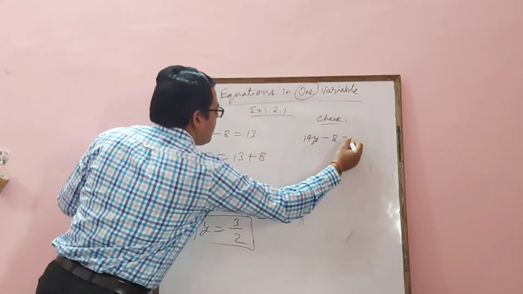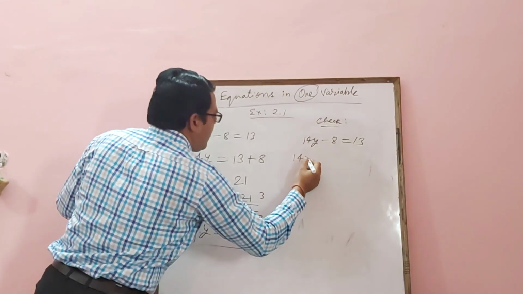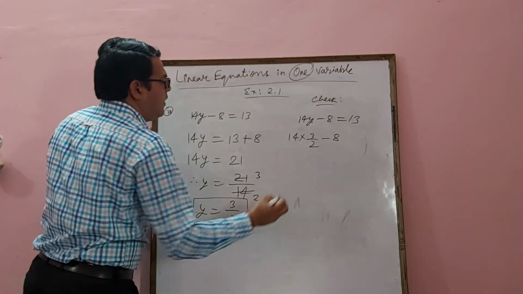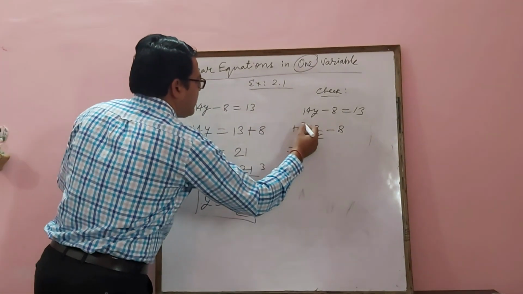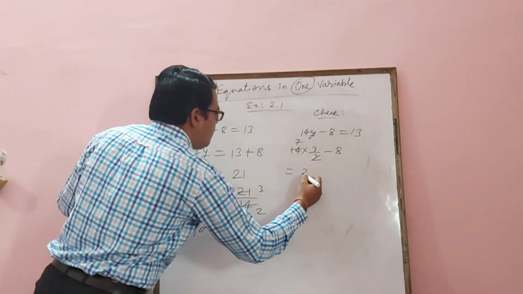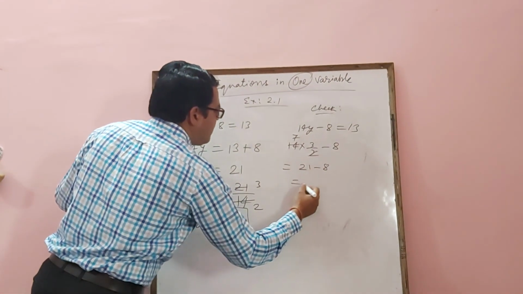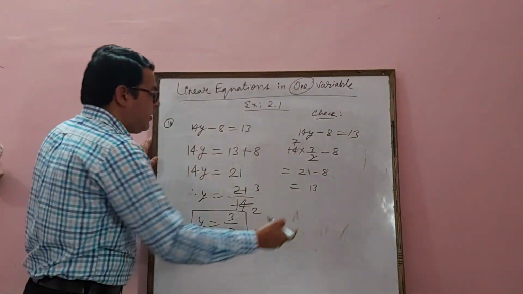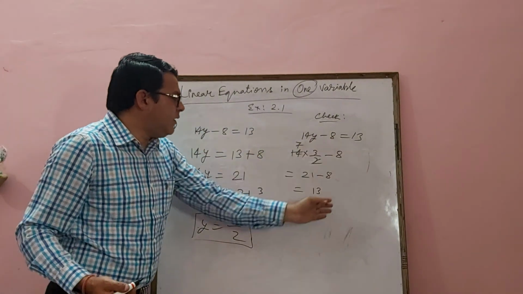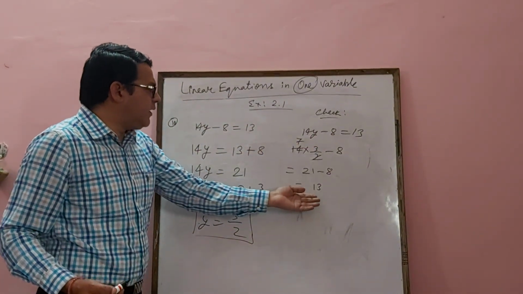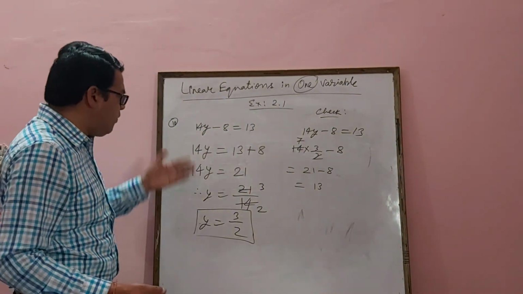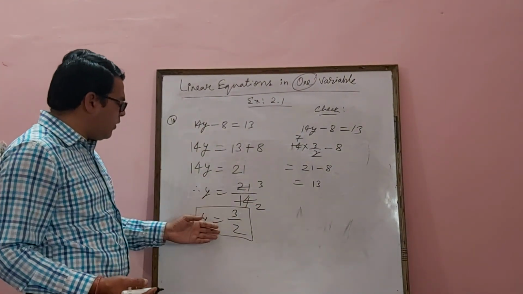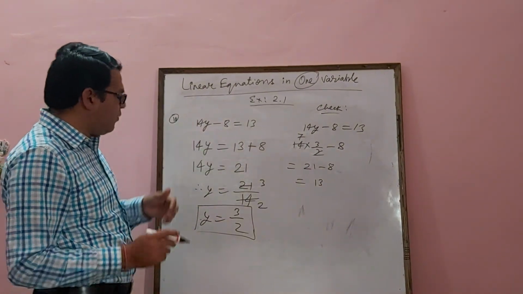14y minus 8 equals 13. The value of y is 3 by 2, so 14 times 3 by 2 minus 8. By 2, 14 is 7 times divisible. 7 threes are 21 minus 8. What is 21 minus 8? It is 13. See, you can see here the value is coming the same. The left hand side value is 13 and the right hand side is of course 13. That's why we can say that y equals 3 upon 2 is the solution for this equation.